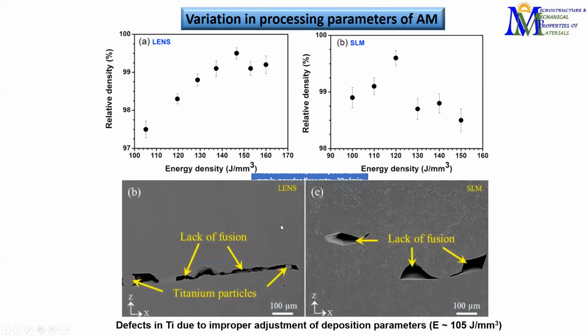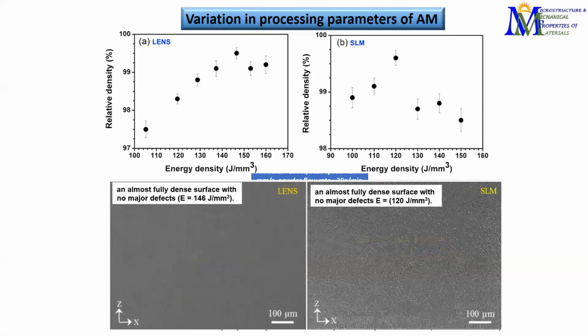So you see that for the case of LENS and SLM, if you are using a low energy density of only 105, we can see that there is lack of fusion. This will be considered as defects, which lead to crack generation and early failure. So we cannot use this in practice. While preparing the component, we have to use higher energy density, and we can achieve a completely dense structure if we are using a particular energy density for the different processes.